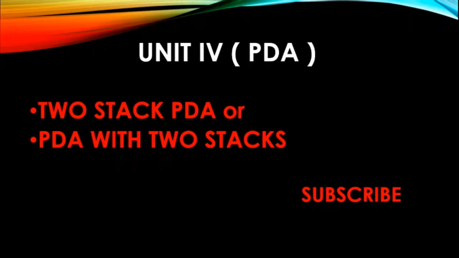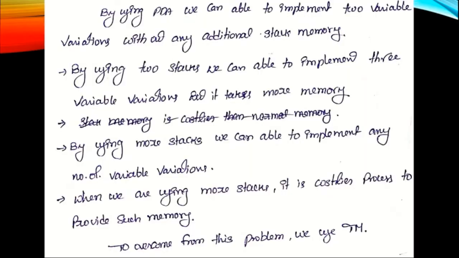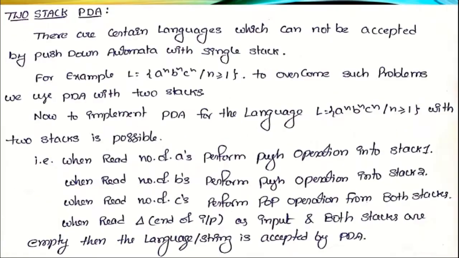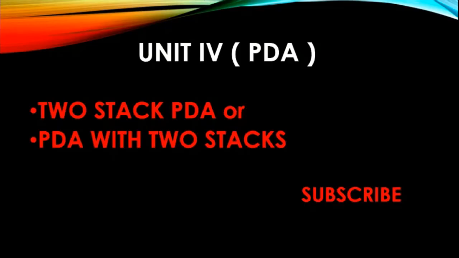A PDA is similar to a finite automaton. That means it can read some input symbol and perform some action. In this process, the pushdown automaton uses some memory. With the help of that memory, it can hold the states and the input symbols read by the pushdown automaton. By using this stack memory, it can perform several operations. So simply put, a pushdown automaton is a finite automaton with stack memory.